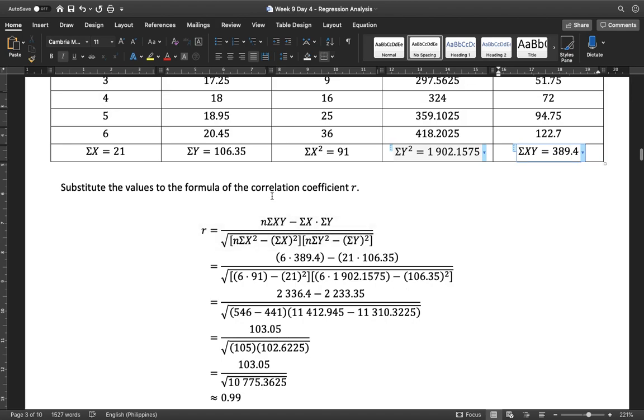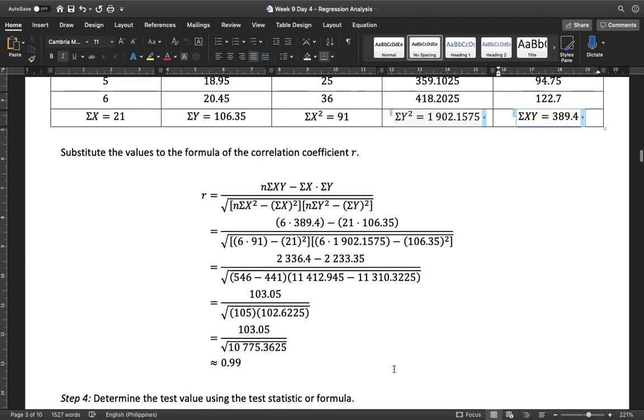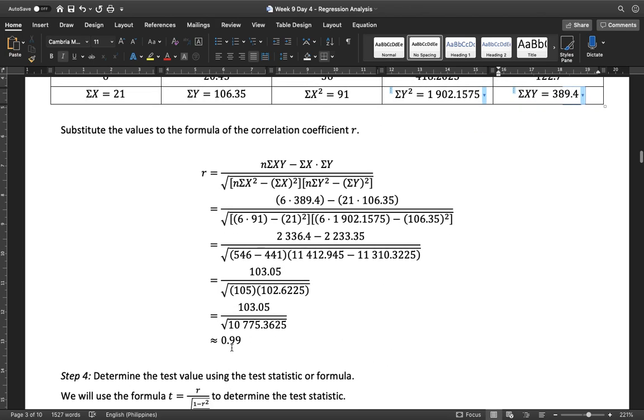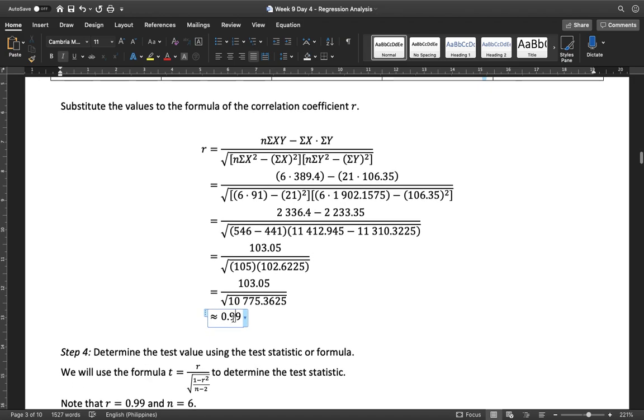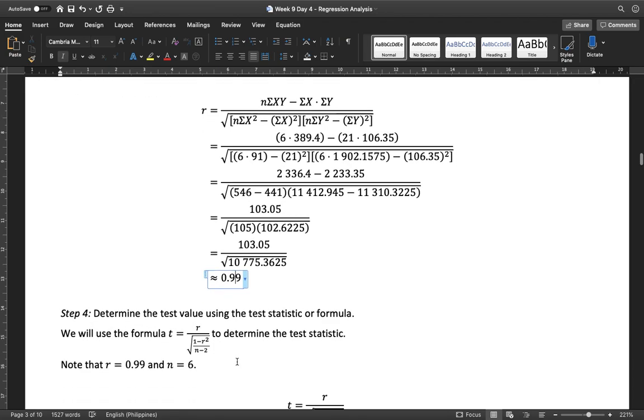So we substitute it in this formula here. So I'll leave it up to you to check if the computation is correct. So substitute lang. We will end up with 0.99. Okay? So aralin na maigi ng equation to, paano nakuha. Anyway, use your calculators naman, pero aralin pa rin kung paano gamitin si calculator. Okay? So ang R natin ay 0.99.